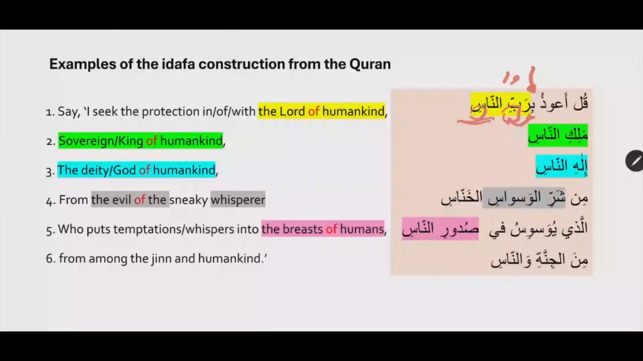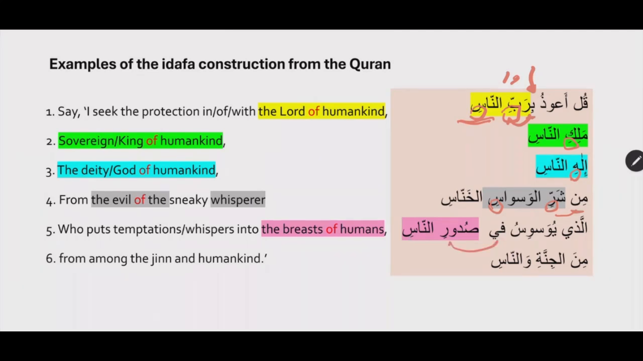Right, so Malikin Nas. Rabbin Nas. Malikin Nas, same rule. Ilahin Nas, this bi is applying to all of them. Therefore, all of them, you notice the first of the two nouns is always kasra here, kasra there. And here's min as well, so this also makes it one kasra. Min sharril, and then waswas is the whisperer. And here you can see the al as well as the genitive construction there. And then sudurin nas is also the same thing. Sudur is a plural form, and then nas is genitive there as well.